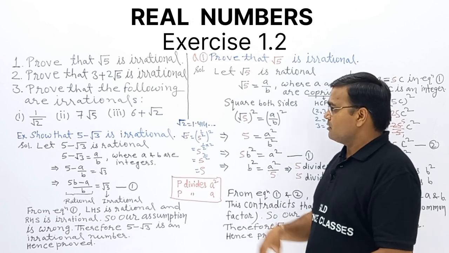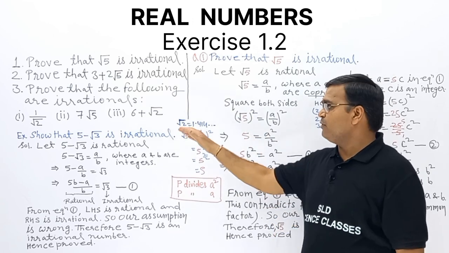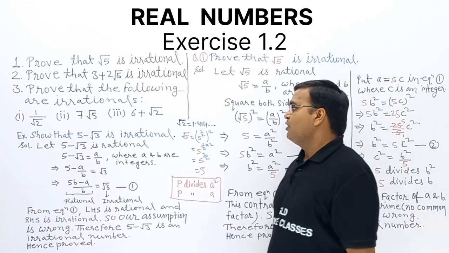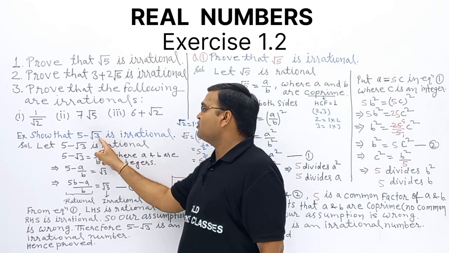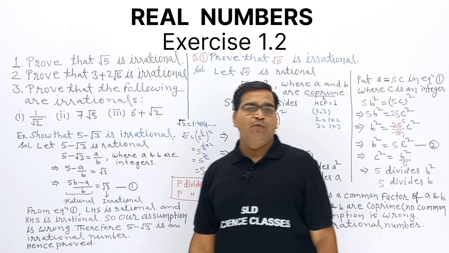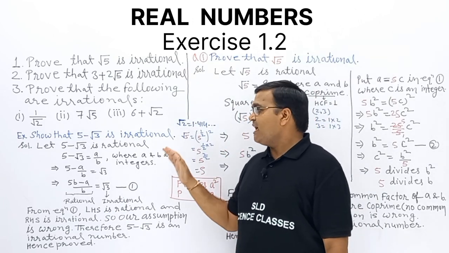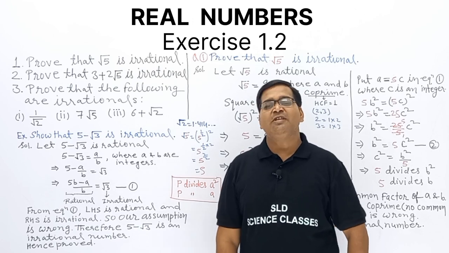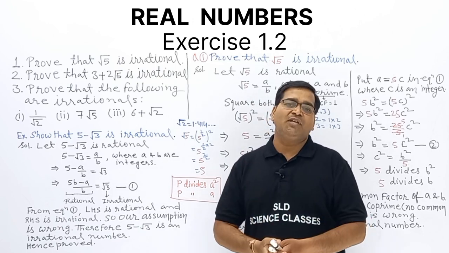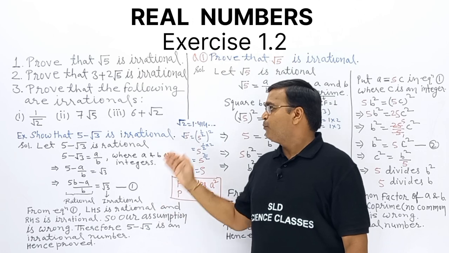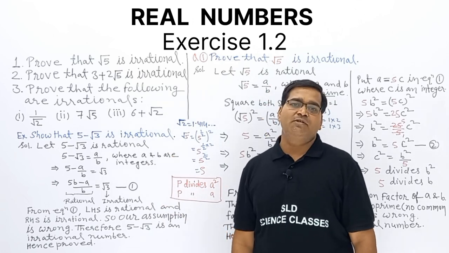To solve these types of questions, I have one example here. We want to show that 5 minus root 3 is an irrational number. There is one standard process. If you follow this process, you will gain something and you can easily prove these sorts of questions.